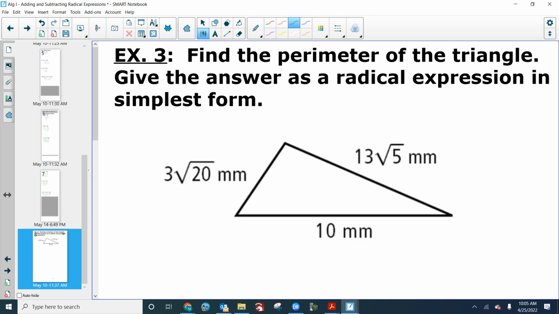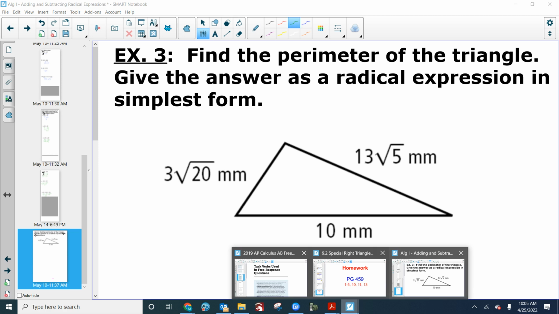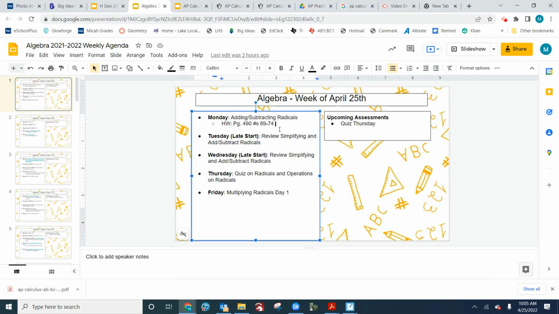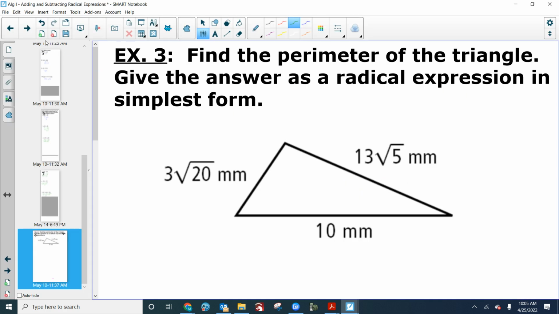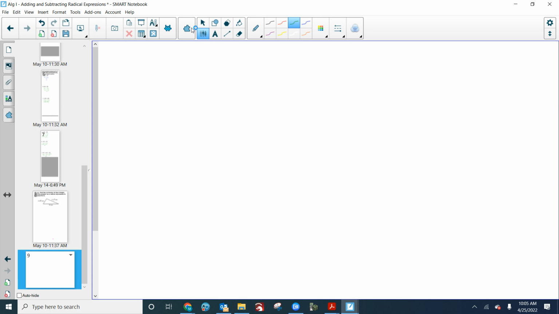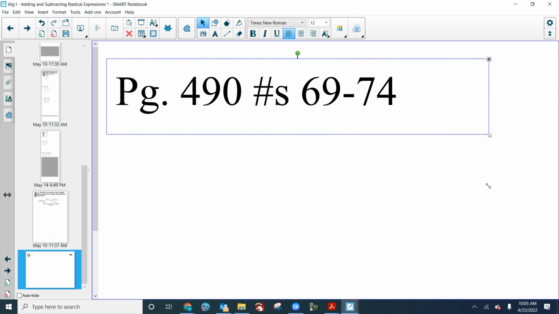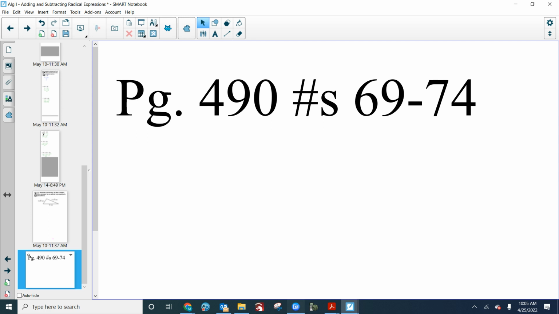The homework is on tonight's agenda, page 490. I deleted the one slide. Here we go. I'll just copy and paste it here.